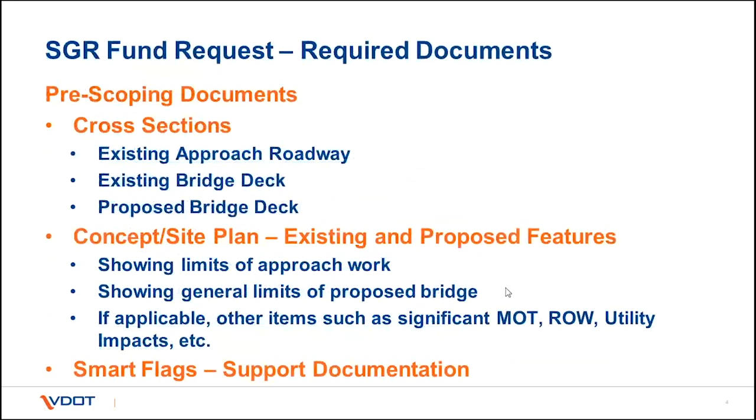So moving ahead, the required documents: we have the three cross-sections that we're looking for. Again, these are very simple sketches. We'll see that in a moment. And then the concept site plan, I'll go over that as well as the smart flags.